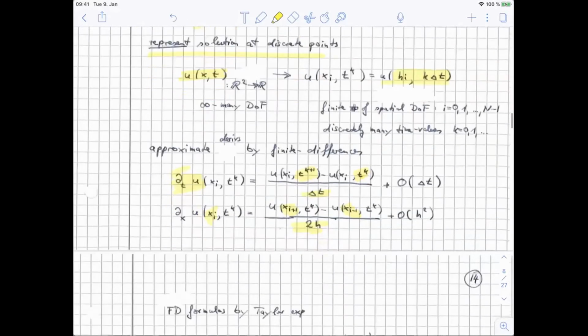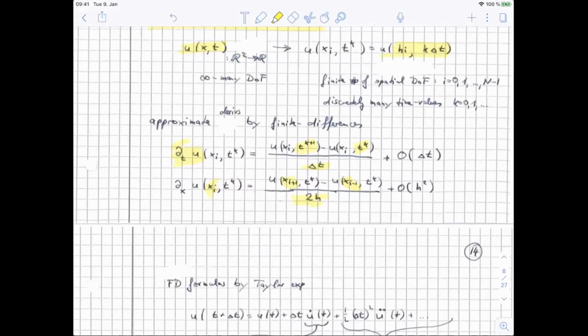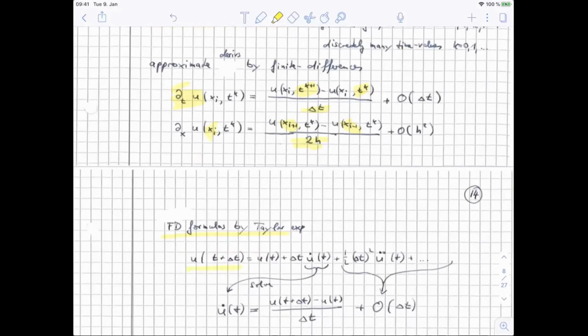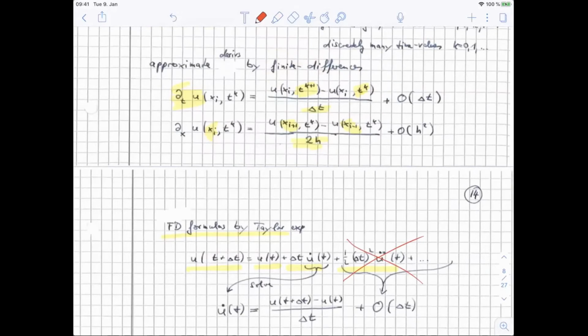These types of expressions are arrived at by Taylor expanding. For instance, if you have u at t plus delta t, you can write this as u of t plus delta t times u dot plus 1/2 delta t squared u double dot and so forth. And you truncate this at whatever appropriate order you want to truncate. And you can then solve for one of the terms and arrive at the finite difference representations.